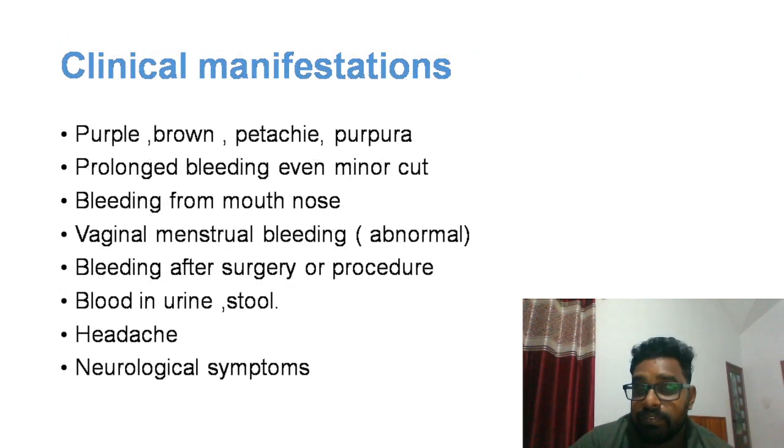What are the clinical manifestations? Because the platelets decrease, there are bleeding problems. Purple-brown petechiae, purpura, prolonged bleeding, even from a minor cut. Bleeding from the nose and mouth will occur. Especially in females, vaginal menstrual bleeding is abnormal. Bleeding after surgery, even a small surgery or procedure, will occur at the site. Blood in urine and stool, headache, and neurological symptoms will happen. These are the clinical manifestations.